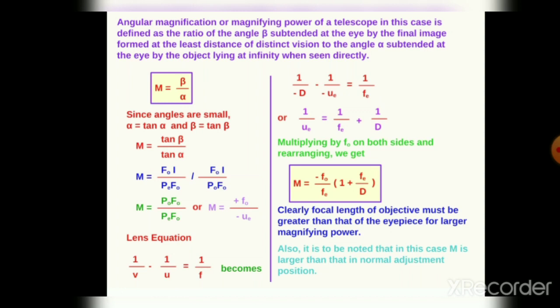m is equal to f0 upon fe. This equation shows that to increase the magnification of the telescope, the focal length of the objective should be increased and the focal length of the eyepiece should be reduced. f0 plus fe is the optical length of the telescope, so the length of the tube L is greater than or equal to f0 plus fe. If the focal length of the eyepiece is 1 centimeter and the focal length of the objective is 200 centimeters, the magnification of the telescope will be 200.